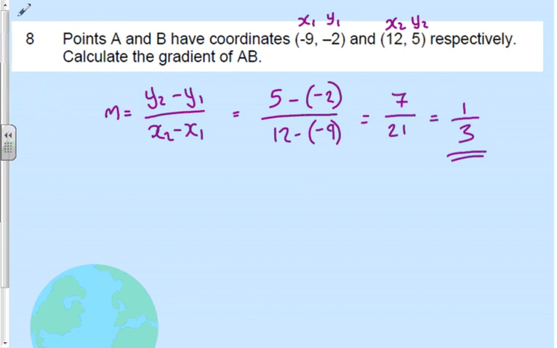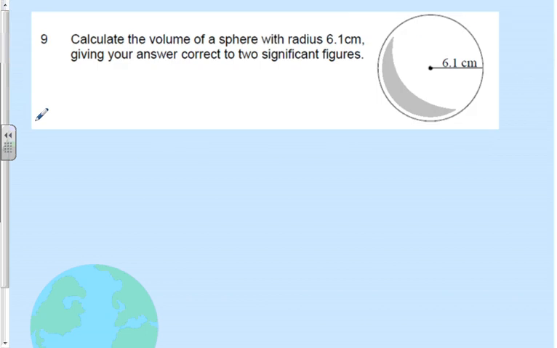And that's the end of the gradient question. There are no units to gradient. Question 9. Calculate the volume of a sphere with the radius 6.1 centimeters, giving your answer correct to 2 significant figures.